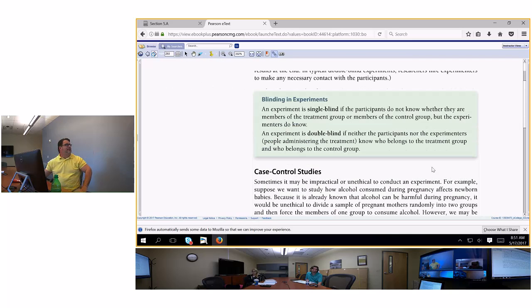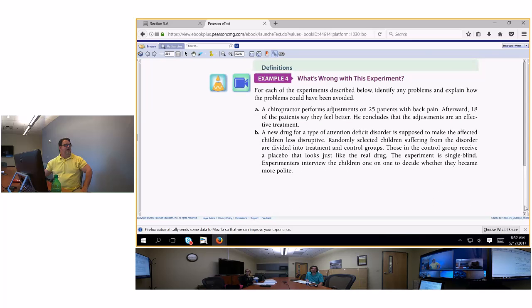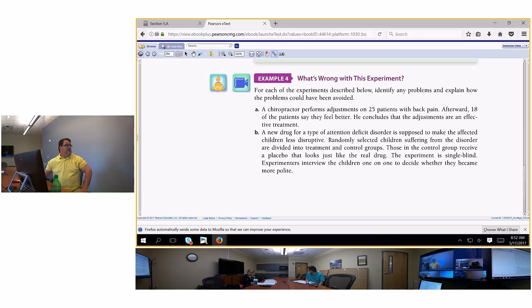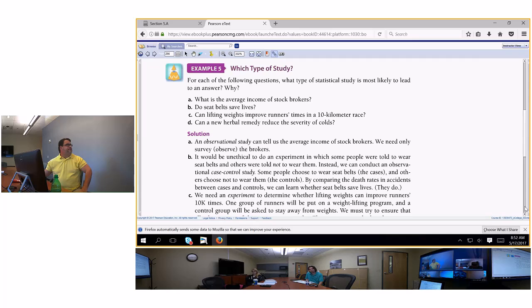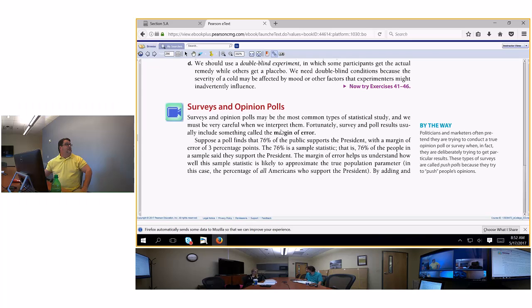Okay. Next. We're not doing that one. I'm not going through that because that confuses people. Let's see what that is right there. Case control, I'm not going to worry about that. That means I'm not going to put it on the test. Margin of error. Nah, we'll get to that in a later section.